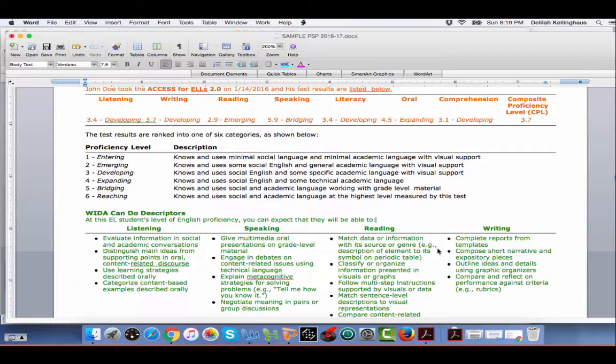For example, if a student is only able to match data or information with its source or genre, and you are asking students to do analytical questions that are above that skill range, students are not able to do that language task. And so it makes the academic task you're requesting out of their comprehension range.